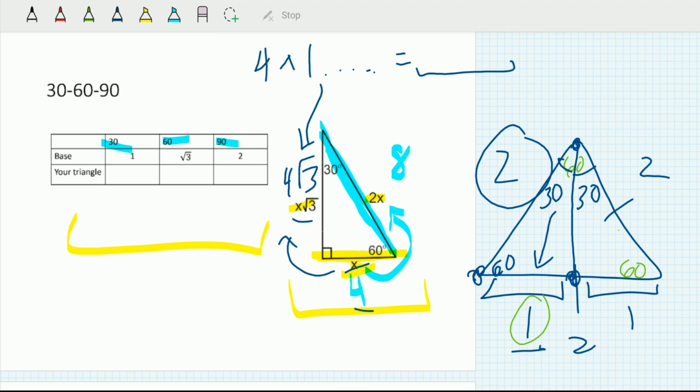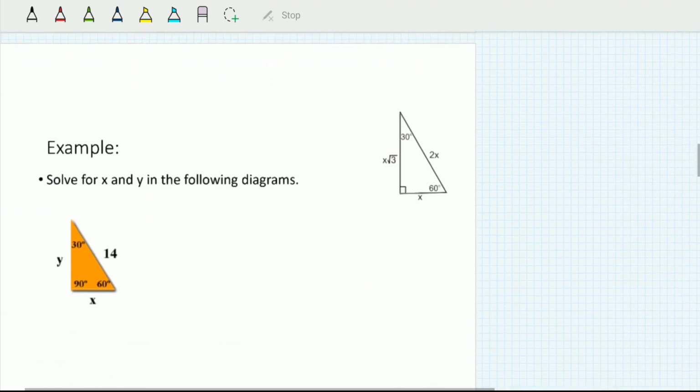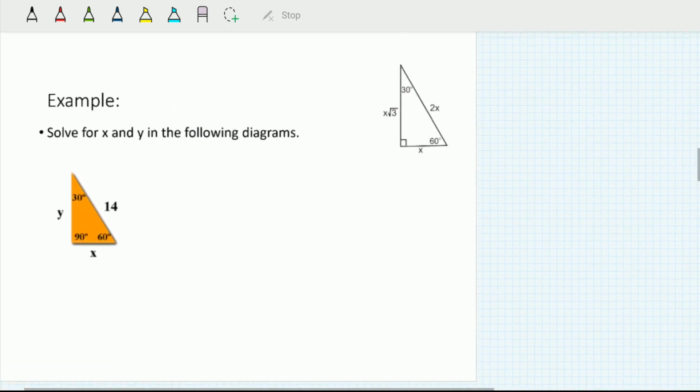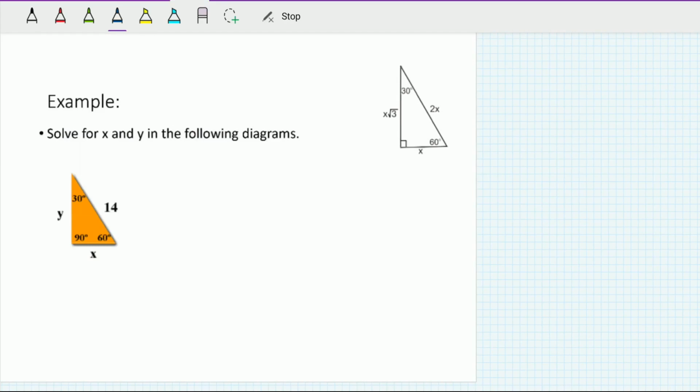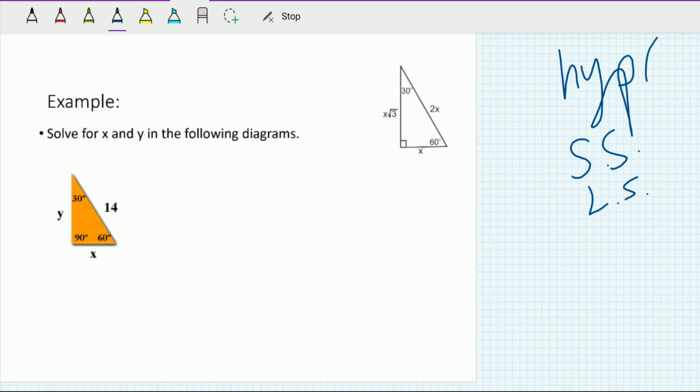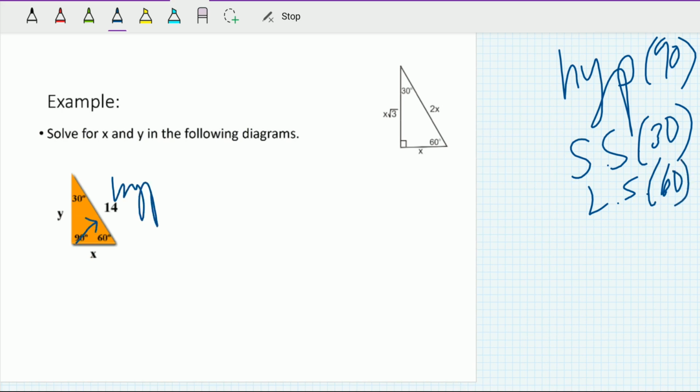So let me just show you how the table works and how the pattern works. The first couple of examples will be really easy, I will tell you that, okay? In this first example, the first thing that I always suggest you do is just label your sides. For this one, it's hypotenuse, we have the short side, and then we have the long side. That's the first thing I suggest you do. And we know this comes from the 90, the short side comes from the 30 degrees, and the long side comes from the 60. So this one here would be considered the hypotenuse, this one the 30 degrees would be considered the short side, and then the last one obviously is just going to be the long side.